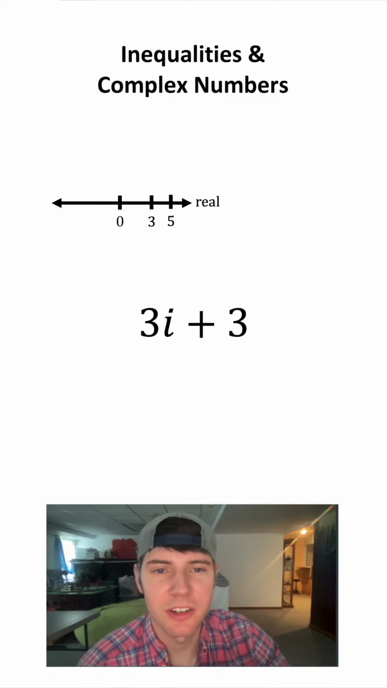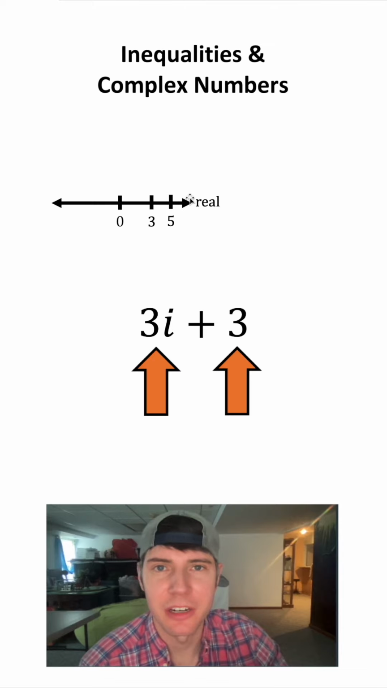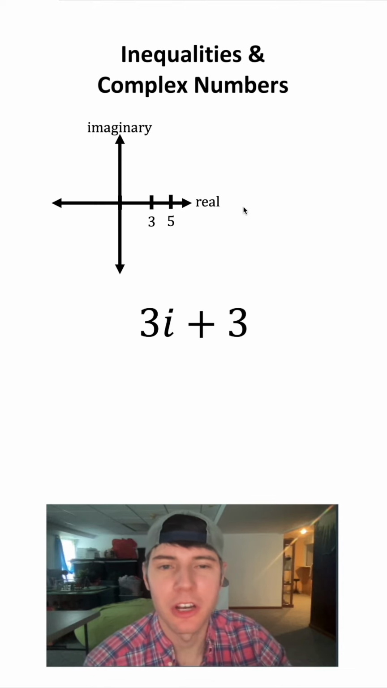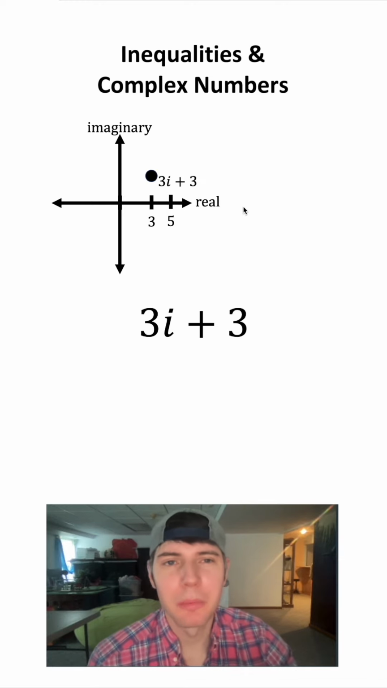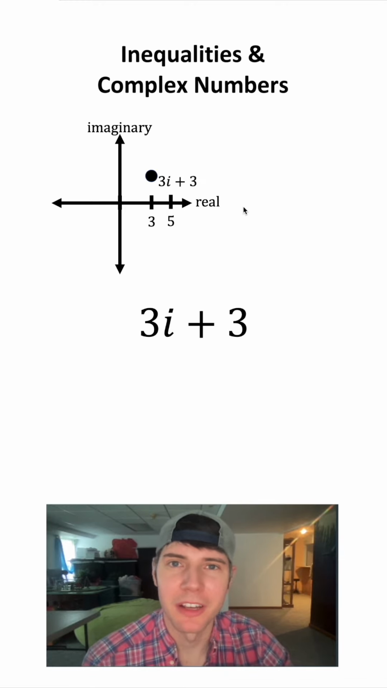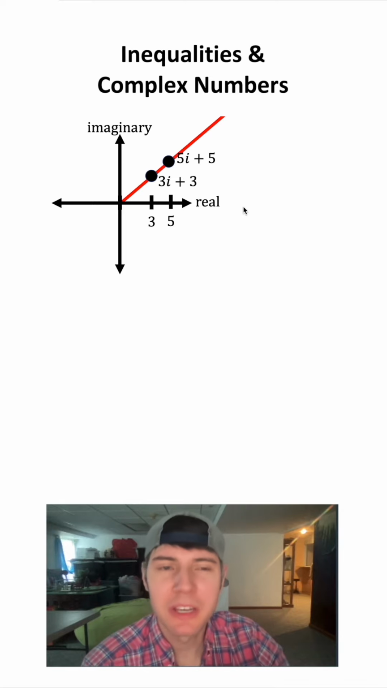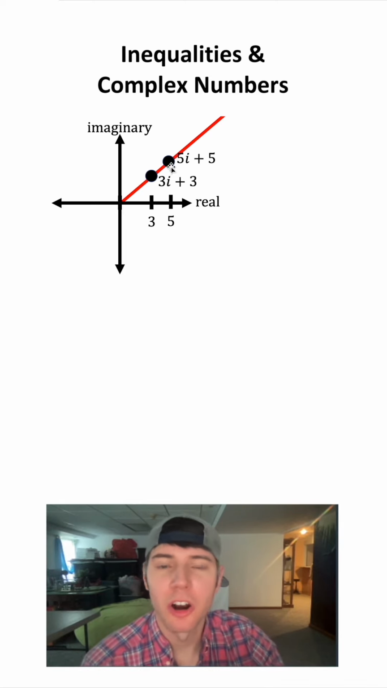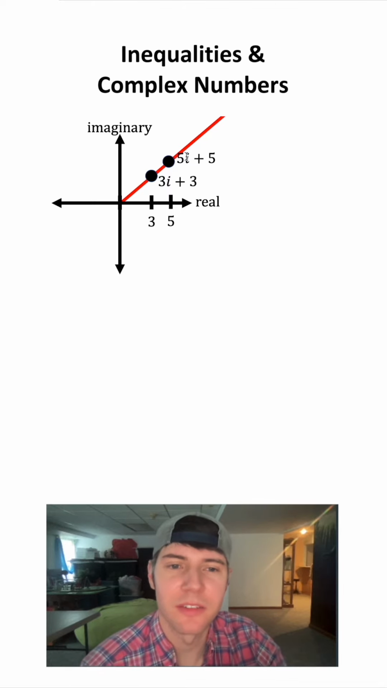Complex numbers like this are composed of real numbers and imaginary numbers. They can't be expressed on the real line. So we have to introduce another axis. We call this the imaginary axis. Now we can plot 3i plus 3 on this coordinate plane, and we can plot 5i plus 5. And we can imagine a line through 0, 0, and these two other points, and we could argue that 3i plus 3 is less than 5i plus 5.